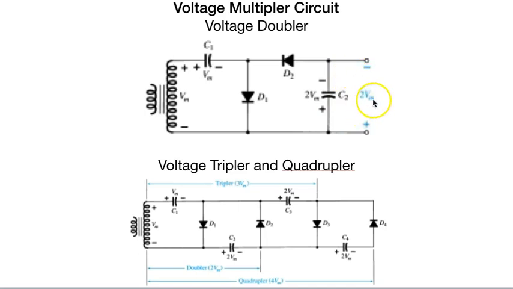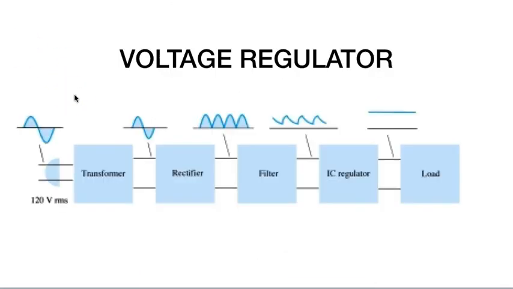This minus 2 Vm, which is double of that voltage, appears with a reverse in its phase at the output. Same goes with the tripler and the quadrupler. Now, if you look at the voltage regulator, the voltage regulator is not actually part of this diode topic, but considering its importance, I would like to discuss it here only.